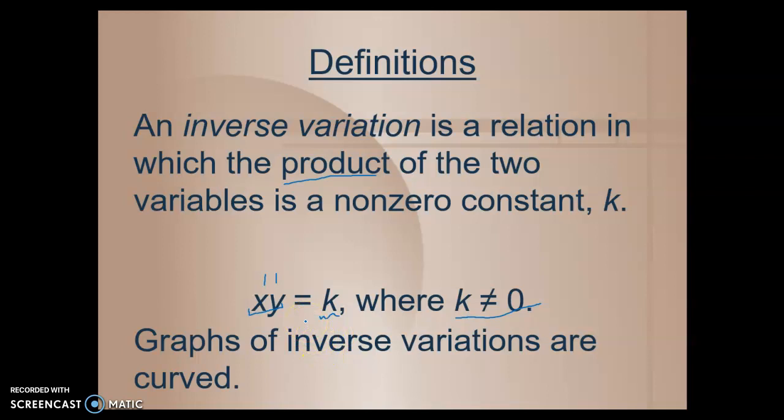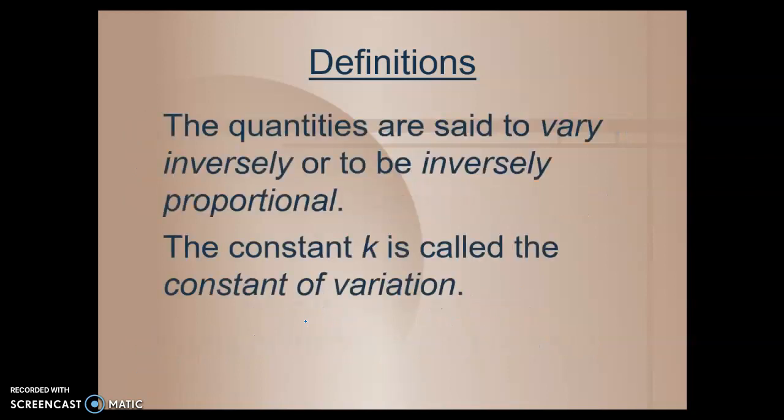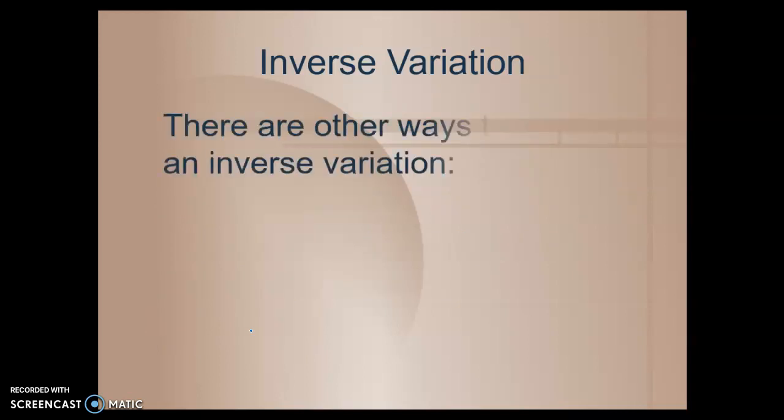They are, in fact, curved, and they do not begin at the origin. When we talk about inverse variations, we can say that the quantities vary inversely or they are inversely proportional. The constant is still called the constant of variation, and we are going to use this term, vary inversely, and constant of variation throughout our examples and classwork.